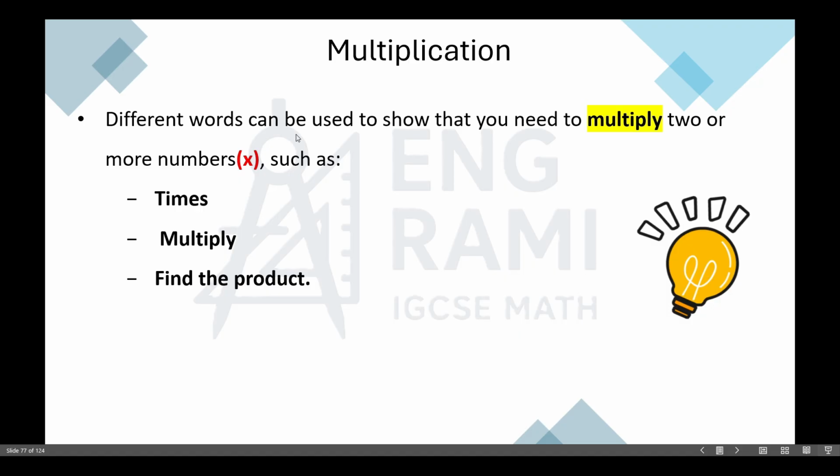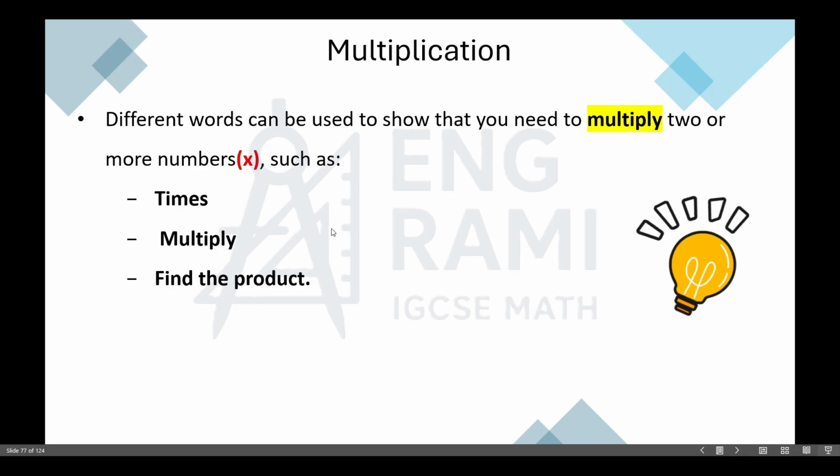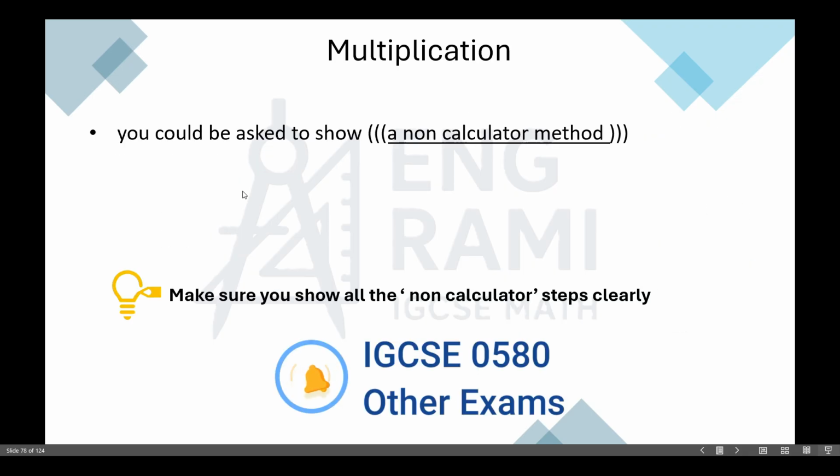Different words can be used to show that you need to multiply two or more numbers, such as times, multiply, find the product. As soon as you see these words, you need to perform the multiplication operation on the numbers you see. Sometimes in the exam, you could be asked to show a non-calculator method. Make sure you show all the non-calculator steps clearly.